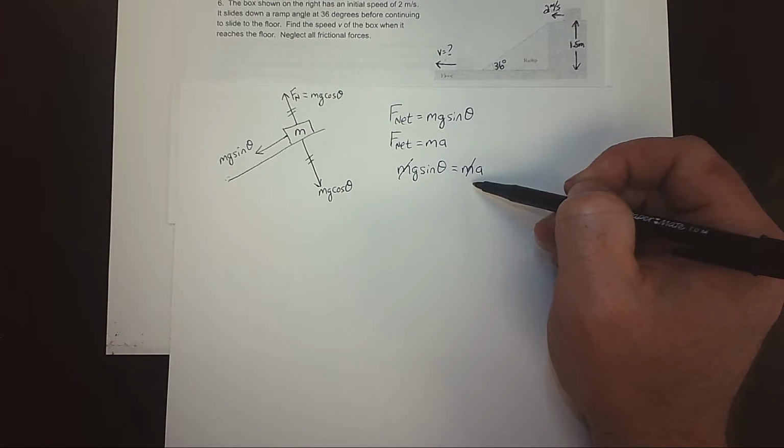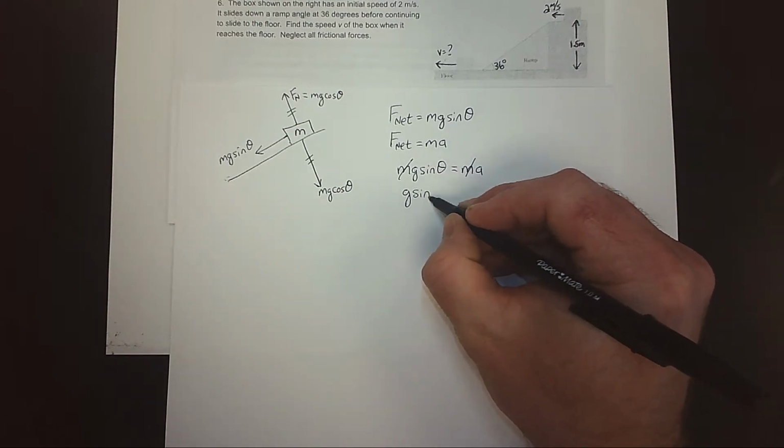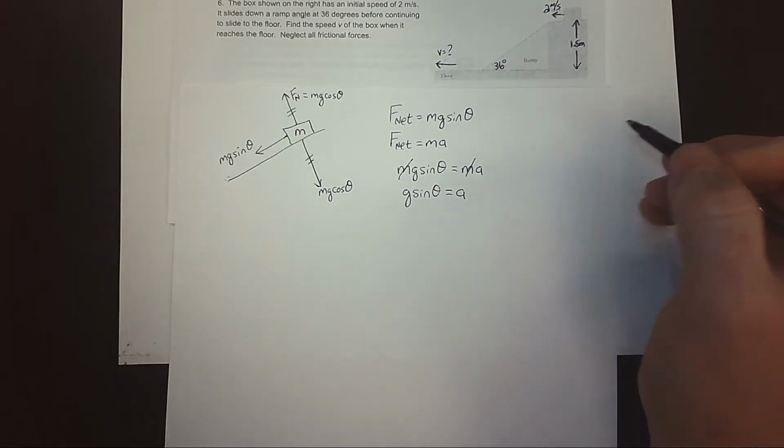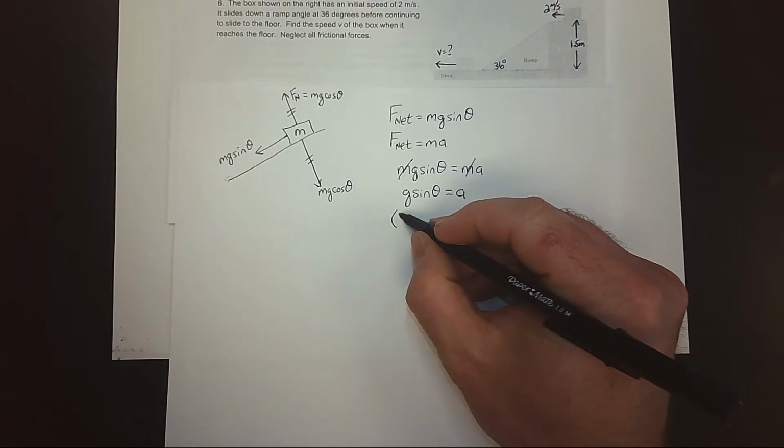So if we divide both sides by m, then we can cancel out m. We don't actually need to know it. And so g sine of theta is going to be equal to our acceleration. And we've got these things. We know what g is. G is going to be gravity, and I'm going to use the magnitude of gravity.